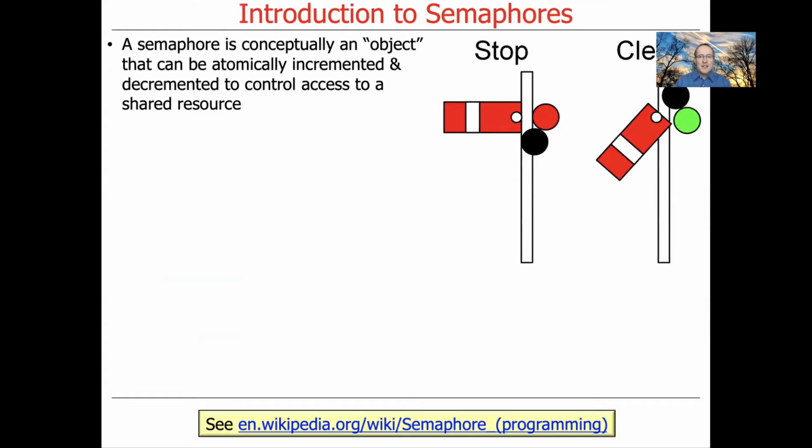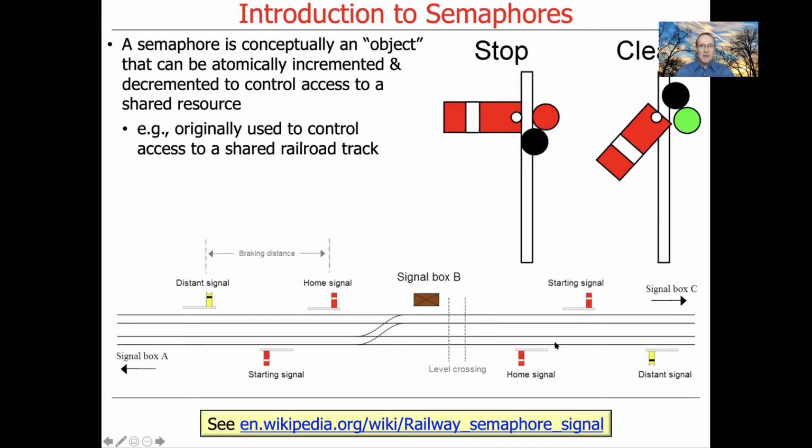So a semaphore is conceptually an object that can be incremented and decremented atomically in order to control access to some shared but limited resource or resources. And you may wonder, why do I have these funny signal flags here on the slide? The reason is very simple. That's one of the places where the concept of a semaphore came from in the first place. Semaphores have been around for a long time. They're one of the early synchronization mechanisms that was defined probably 40, 50 years ago.